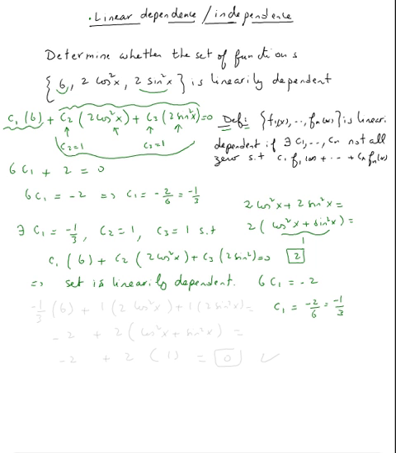But you can even check it. Let's check it just to make sure. C1 is -1/3. So -1/3 times 6 plus 1 times 2 cosine square plus 1 times 2 sine square. This is equal to -2 plus 2 times cosine square plus sine square, which is equal to -2 plus 2 times 1, which is 0. So true. And that's it for this example.